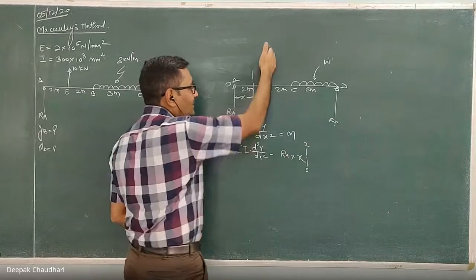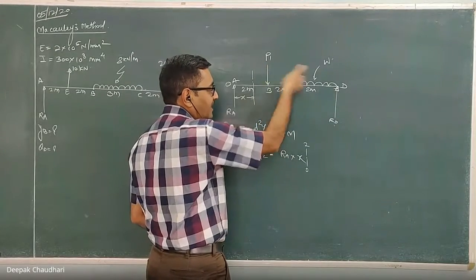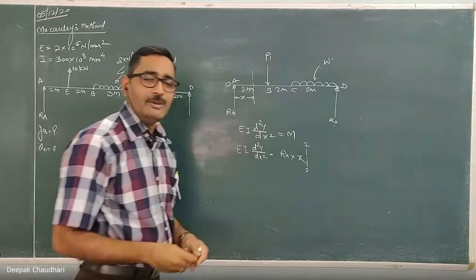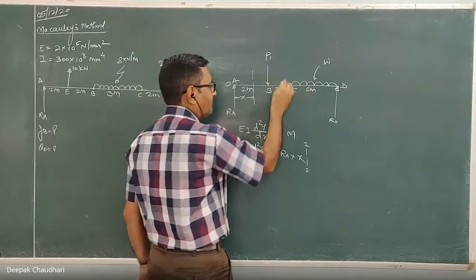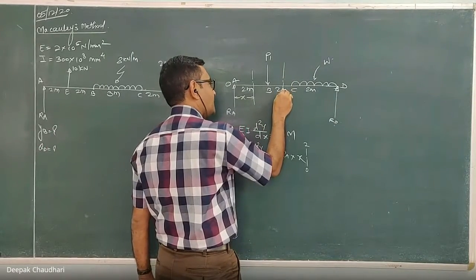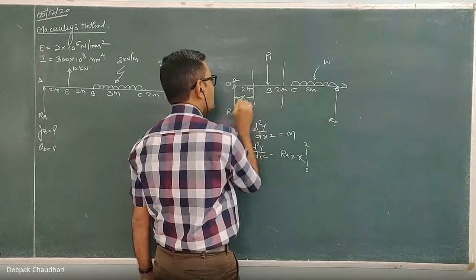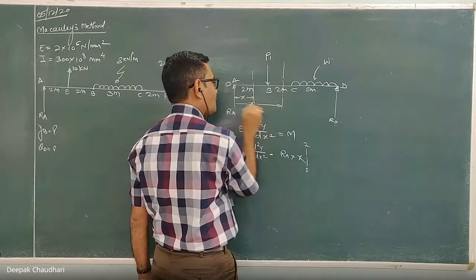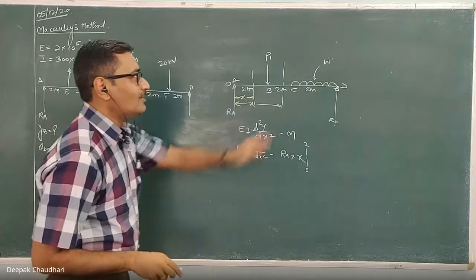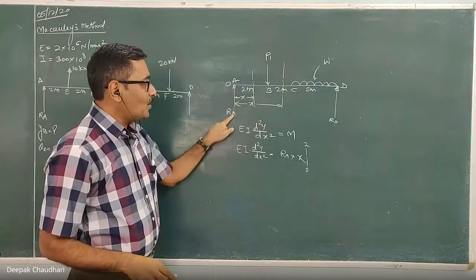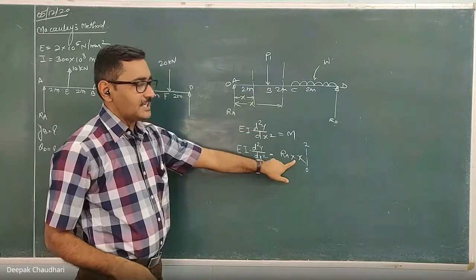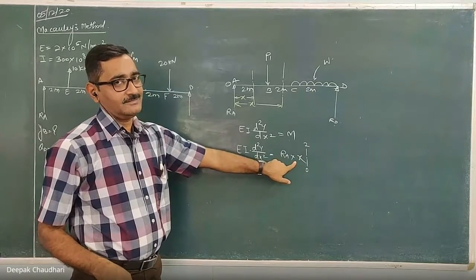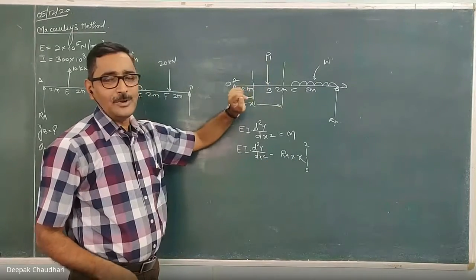Because of this force P1 at 2 meter, after that the equation of the bending moment will be different. To write that equation, let's consider the section after B, or after 2 meter, which is again at a distance of x from origin. So write down the bending moment equation here. The moment of RA is already written, so no need to repeat it. Only you have to add the moment of this P1.